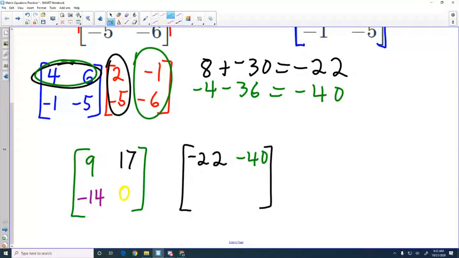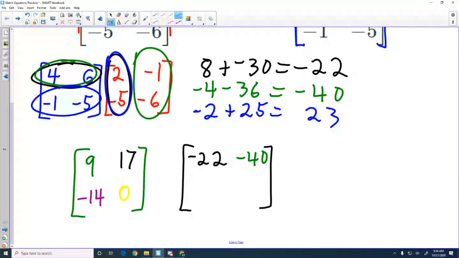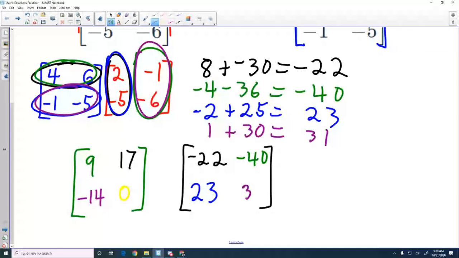That's our second element. Yep, it's definitely going to be different. And then take the second row times the first column. That's going to be a negative 2 plus 25 to give us 23 for our third element. And finally, we're going to take that second row times the second column, and that's 1 plus 30 equals 31.